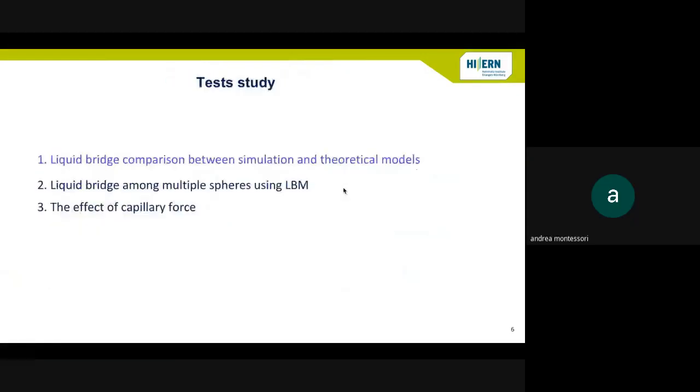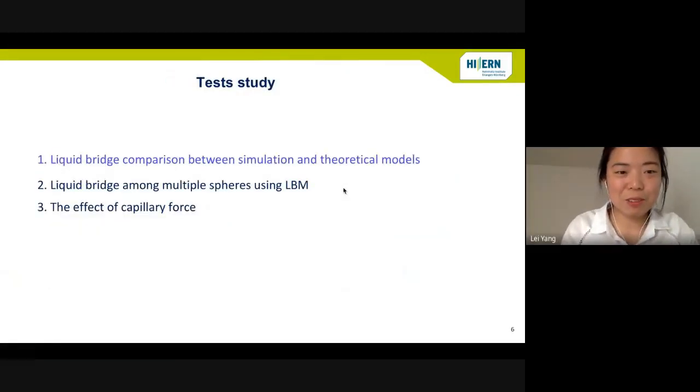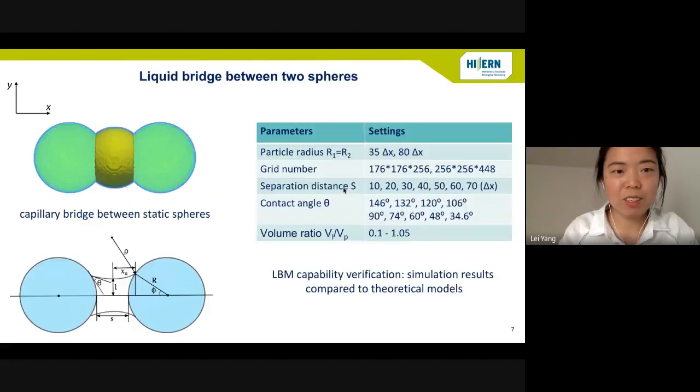Okay, then we first do some study of the liquid bridge between simulation and the theoretical models. So how do we predict this capillary force in a simulation? This is as follows. We place two particles in the system, and we initialize a droplet between the particles. There are no external forces exerted on the particles, and the particles are fixed, both the position and the velocities. And then we let this system equilibrate. And finally, after it reaches equilibrium, we measure the force, which is the capillary force.